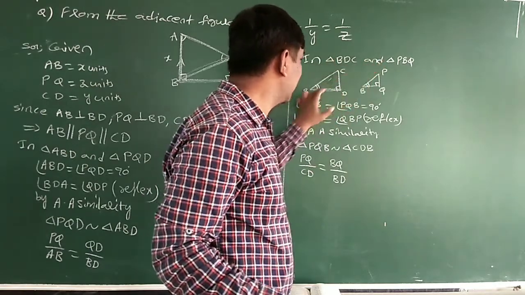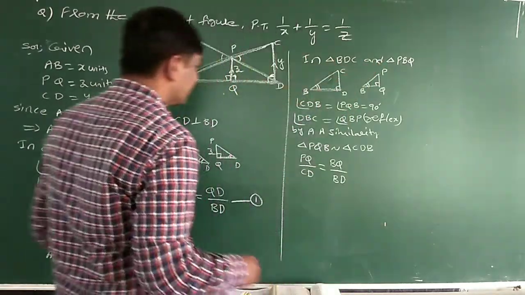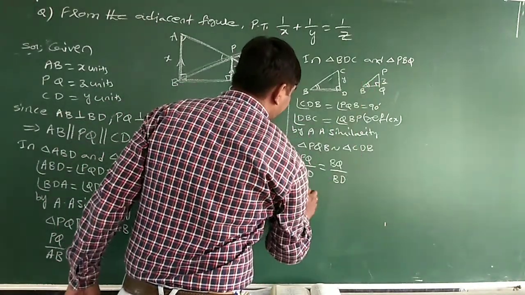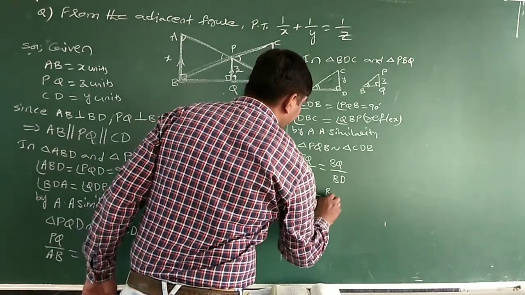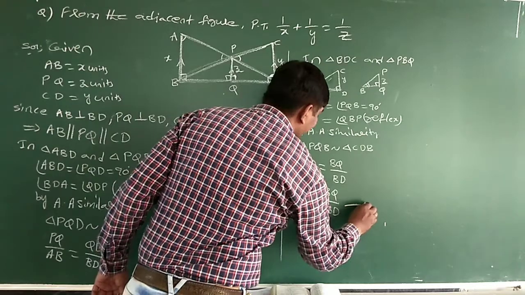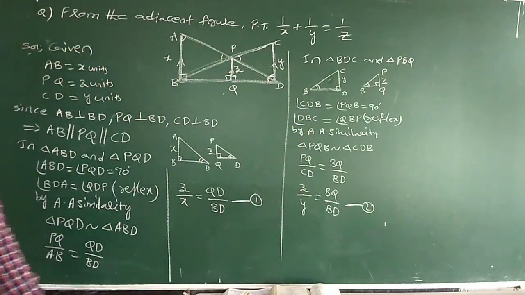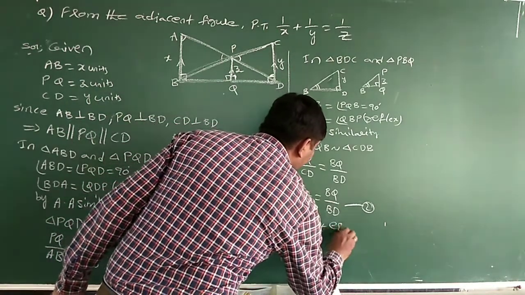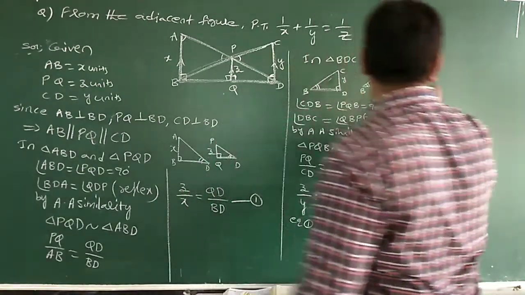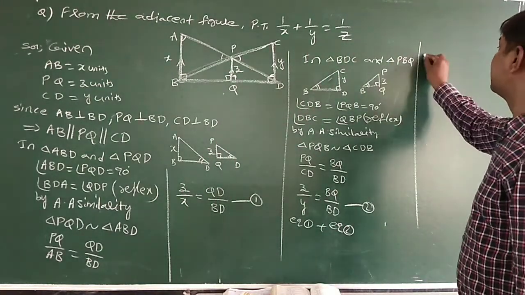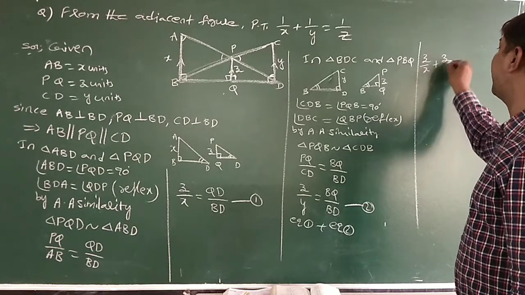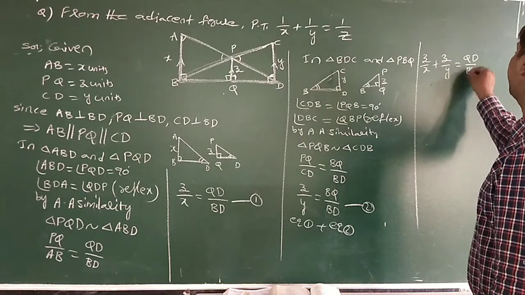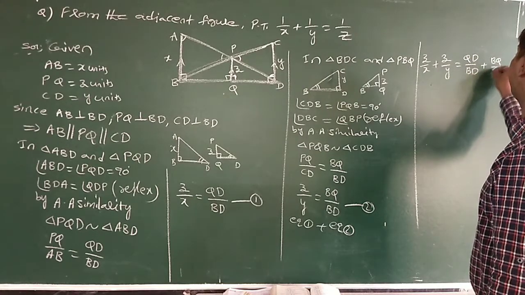These perpendicular lines and this base. Now PQ is nothing but Z and this is Y. Z by Y is equal to BQ by BD. This is equation number 2. Now add these two equations. Equation 1 plus equation 2. If I add them, Z by X plus Z by Y on the LHS, and on the RHS, QD by BD plus BQ by BD.